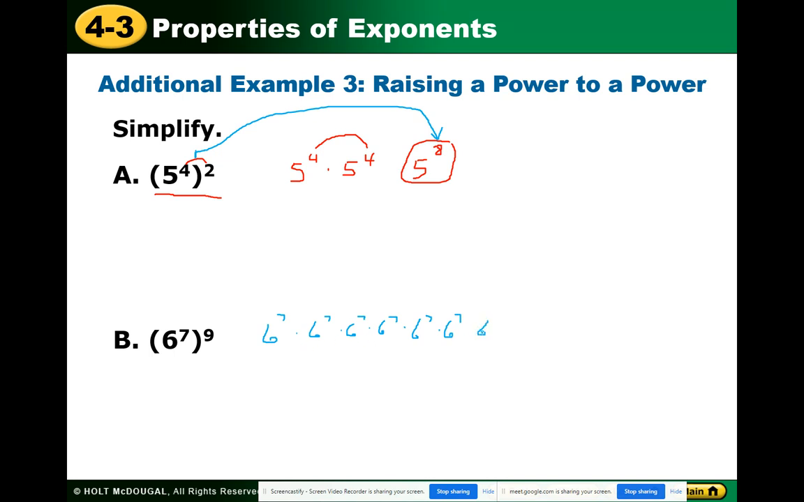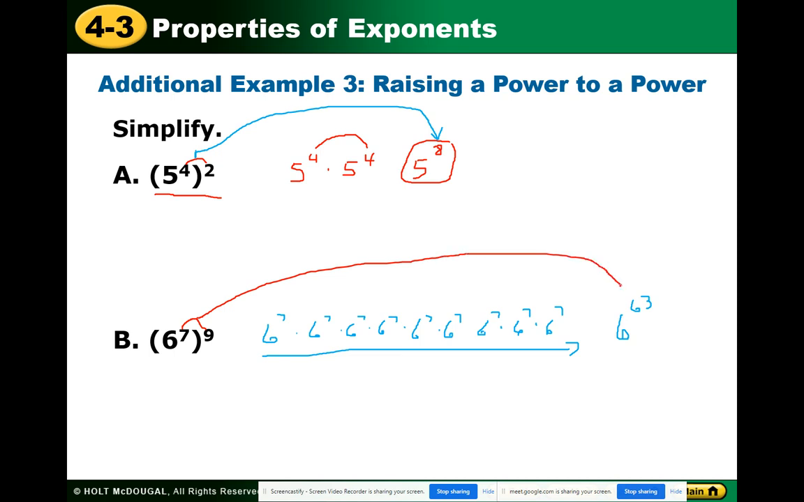All right. 6 to the 7th. 6 to the 7th. 6 to the 7th. Now that I've written it out all those times, are all these bases the same, Michaela? So what can we do with those 7s? And we get 6 to the 63rd? Yep. Now, what's the shortcut way of doing that? Do you remember? Not add, but multiply, because 7 times 9 is 63.